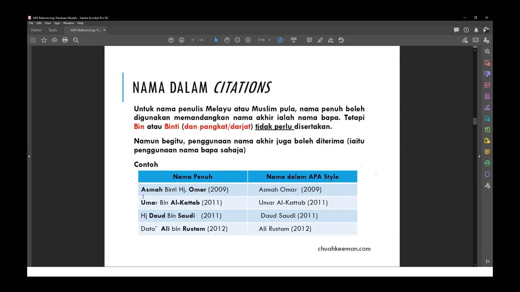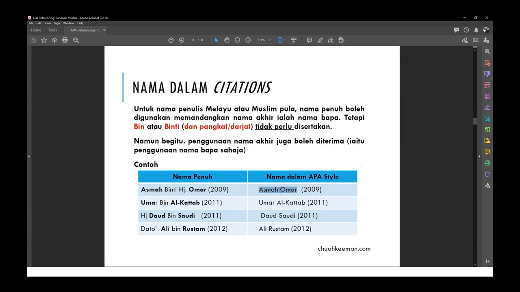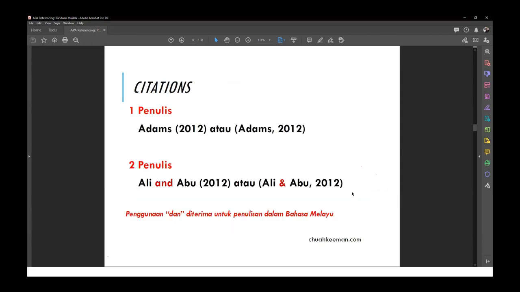But for Malay names, like I told you, you have an option. You can use the full name, like Dato Ali bin Rostam, for example. You don't have to put the Dato and bin, just put Ali Rostam. For Malay and Muslim names, you have a choice. You can use the full name, or first name, or if you follow the APA convention, then it should be only the last name. So if you're talking about Asma Omar, then you can take out the Asma and use only Omar. All right. These are some of the concepts.